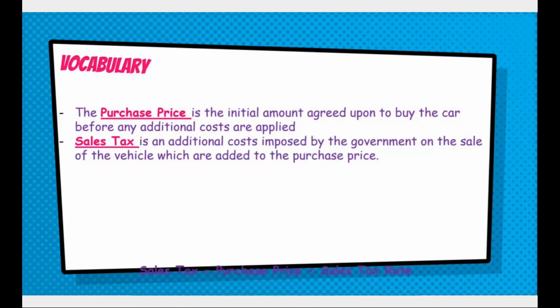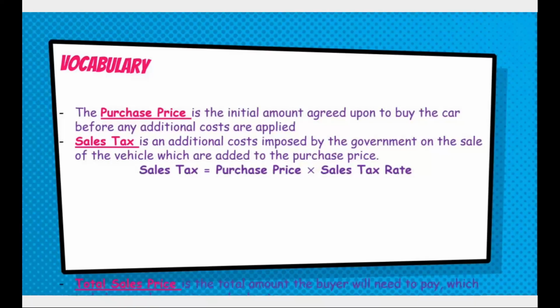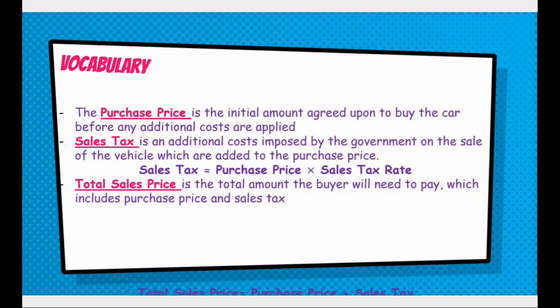But when you pay it, you have sales tax associated with that. The sales tax is an additional cost imposed by the government on the sale of the vehicle, which is added to the purchase price. The way you can determine the sales tax is to take the purchase price and multiply it by the sales tax rate. So we're going to have to do a few smaller calculations before we can use the TVM solver. They're small, kind of basic, but it might seem like a lot. It's really not. And then we're going to add these two things together.